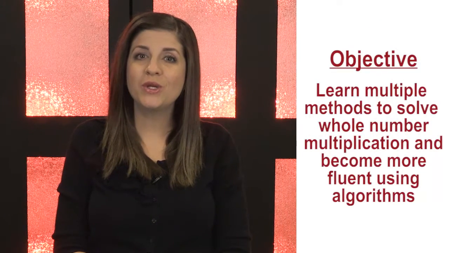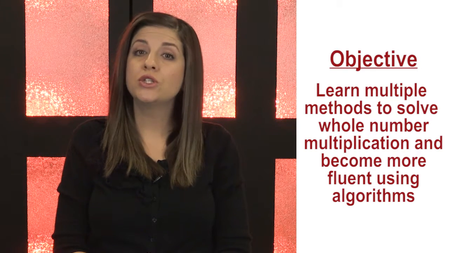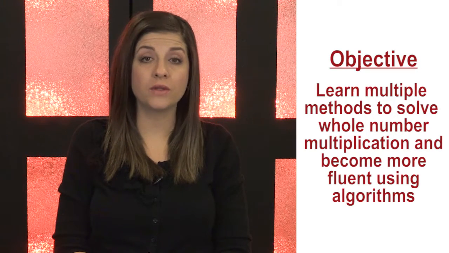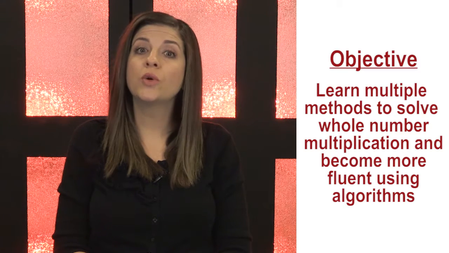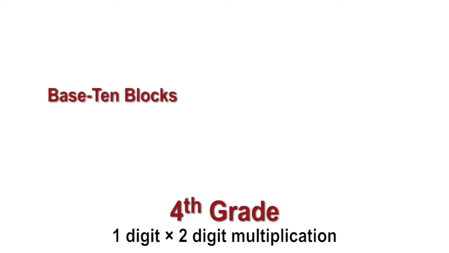In this chapter, students will learn multiple methods to solve whole number multiplication problems. Students will move from relying heavily on models to solve multiplication problems towards becoming more fluent by using algorithms. In fourth grade, students began with 1-digit by 2-digit numbers and modeled multiplication equations by using base 10 blocks as well as the box line dot method.